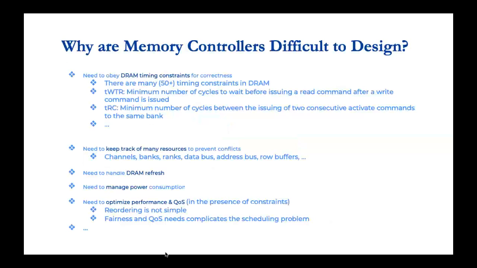But we have a problem in making the memory controller intelligent. The problem is that the controller we create needs to obey DRAM timing constraints for correctness. There are many timing constraints. We also need to keep track of many resources to prevent conflicts, so that we don't lose data or create conflicts between data. We need to handle DRAM refresh. One of the problems we face in DRAM is that it refreshes a lot, so we should handle DRAM refresh when we create a memory controller. We need to manage power consumption, which also needs energy, and we need to optimize performance by creating a memory controller.